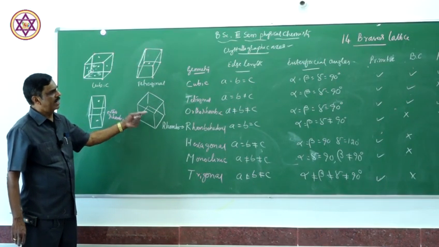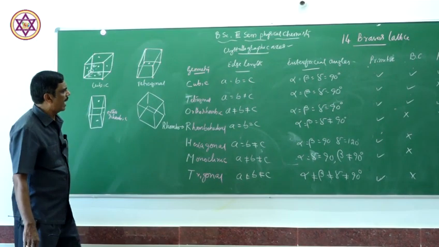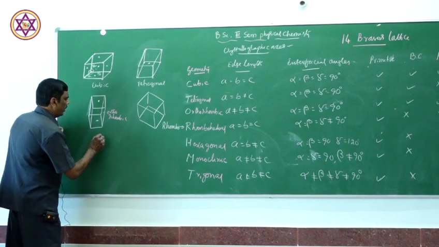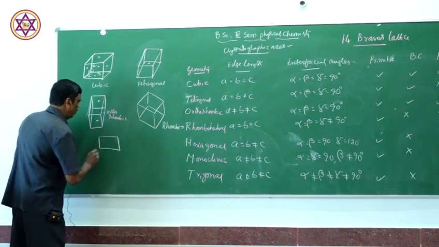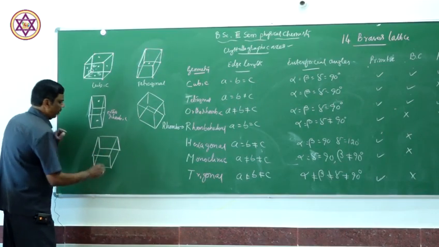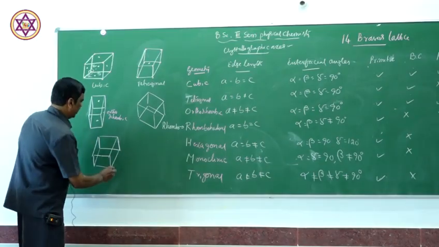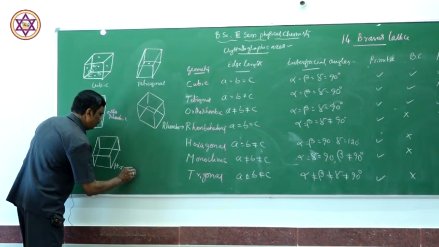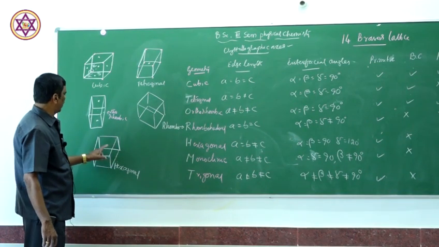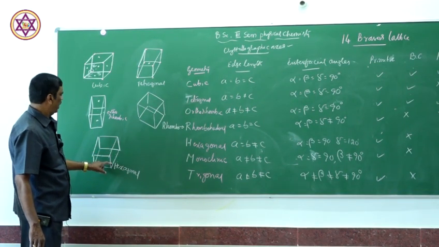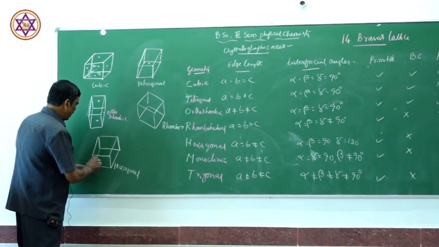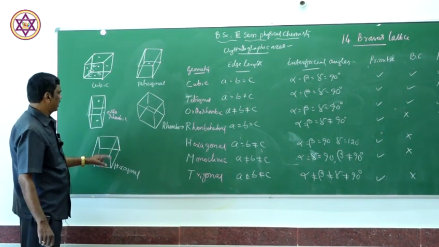This is rhombohedral. In case of hexagonal, A is equal to B, not equal to C. One of the angles is 120. You see this? One of the angles is 120. This is hexagonal. In case of hexagonal, A is equal to B, but not equal to C, one of the angles is 120, and the remaining two angles are 90.